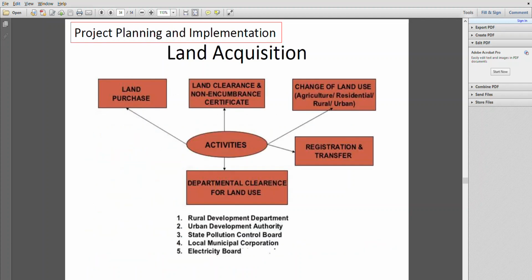The land acquisition process comprises land purchase, clearance and a non-encumbrance certificate from the local authorities, change of land use from agriculture, residential or rural or urban regulations, registration and transfer, and departmental clearance for land use. Okay, so these departments are the Rural Development Department, Urban Development Authority, State Pollution Control Board, Local Municipal Corporation and Electricity Board. These are some boards that will clear the land for acquisition, for constructing a hospital in the specific locality.